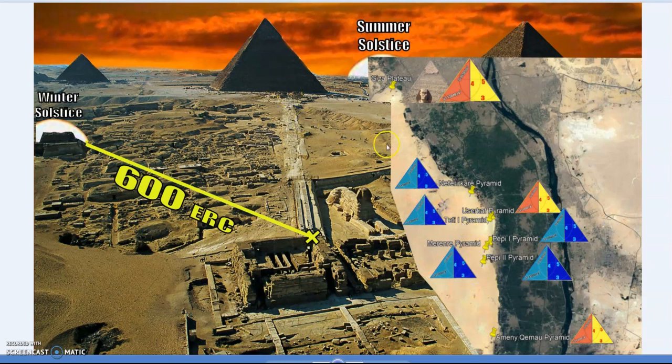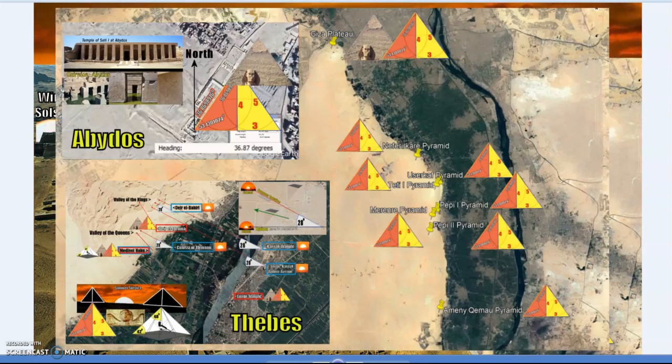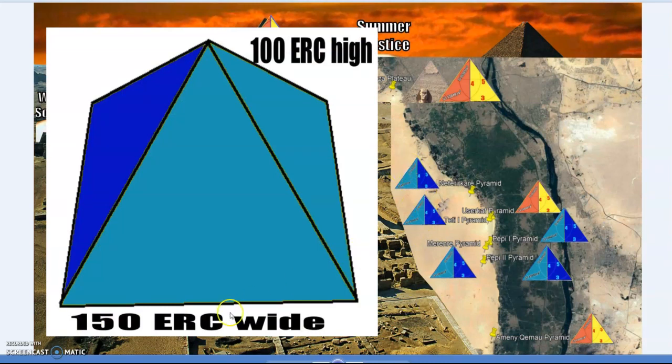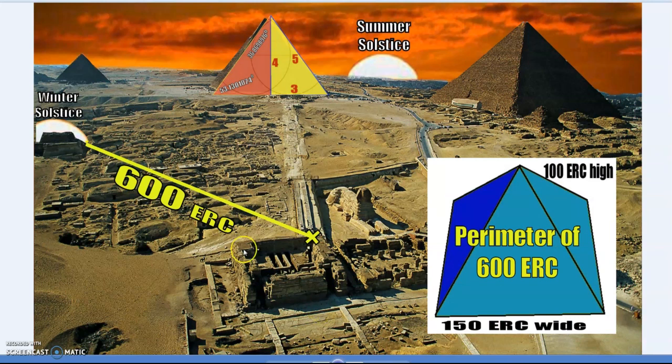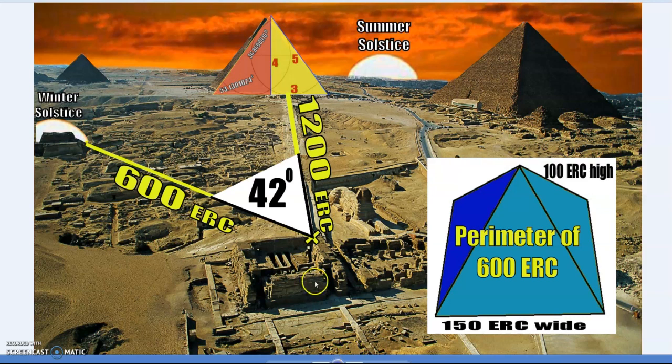All these other pyramids have the same proportion of the Khafre pyramid, and Thebes and Abydos embed that in their floor plans, not just above ground, but it's also embedded in the ground. And these highlighted in blue are all 150 Egyptian royal cubits wide on each base and 100 Egyptian royal cubits high, giving us a perimeter of 600 Egyptian royal cubits. There we have it. Now that's just the beginning. 1200 Egyptian royal cubits from the 0 point to touch the face of the Khafre pyramid, just a 1:2 ratio, which between these the angle is 42 degrees.